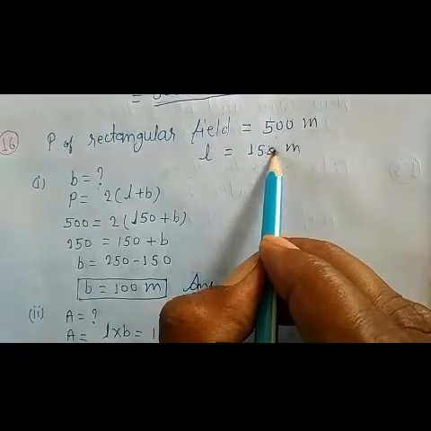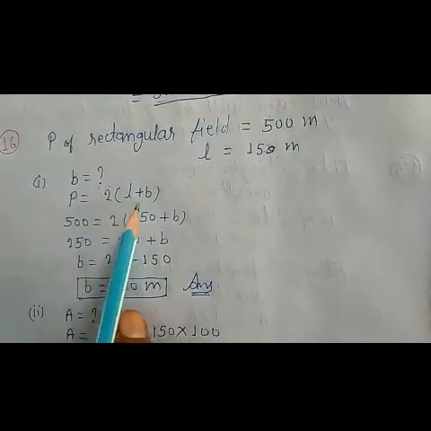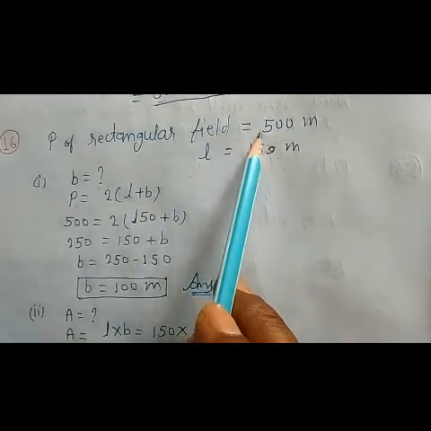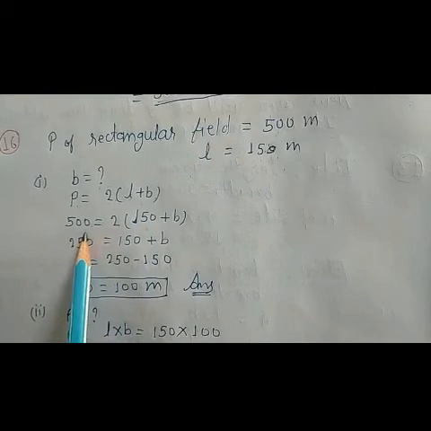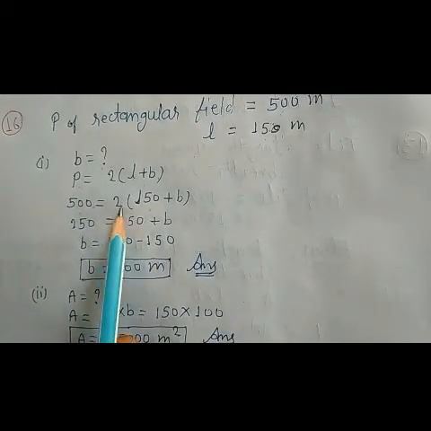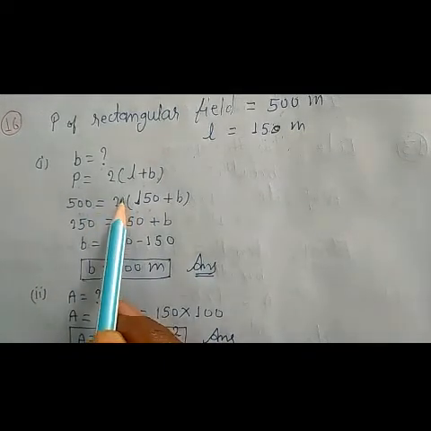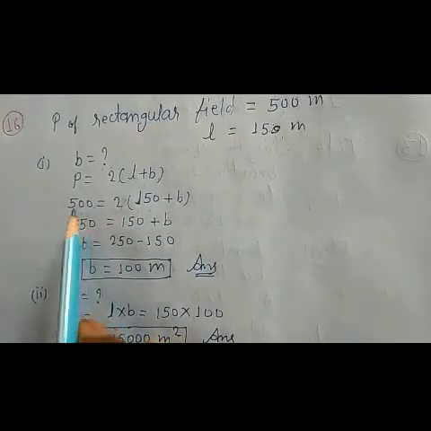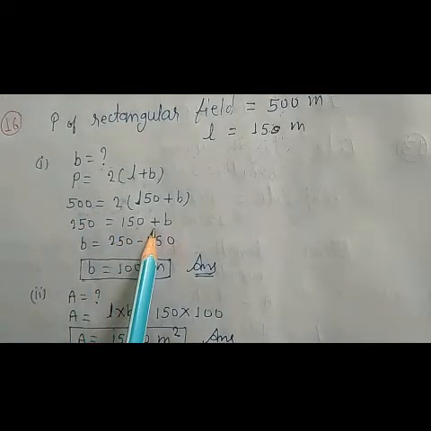This is 150. To find the breadth, perimeter is 2 into L plus B. This is the formula of perimeter, 2 into length plus breadth. Place the perimeter 500 and length 150. Divide 500 by 2. We transfer 2 from RHS to LHS. This will be in division because here this is in multiplication. This is the multiply symbol here. So 2 will be in division. Then 500 divided by 2 means 250 equals 150 plus B.